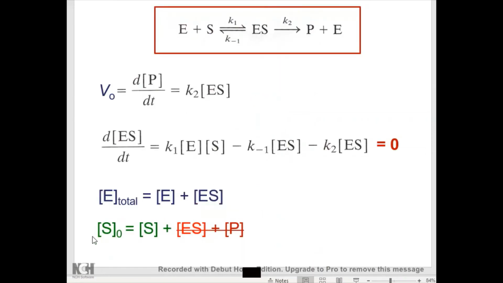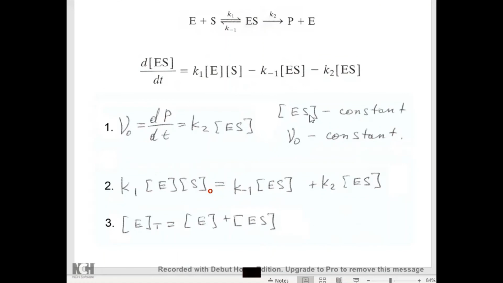So our last equation changes. So pretty much the substrate concentration right here can be substituted with initial substrate concentration. And overall, I have rewritten here the system of already 3 equations, and our substrate concentration is initial substrate concentration. And now we can solve this system.